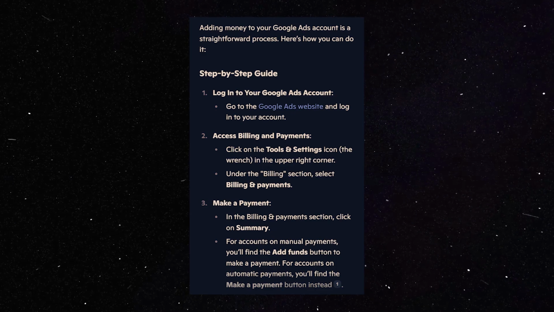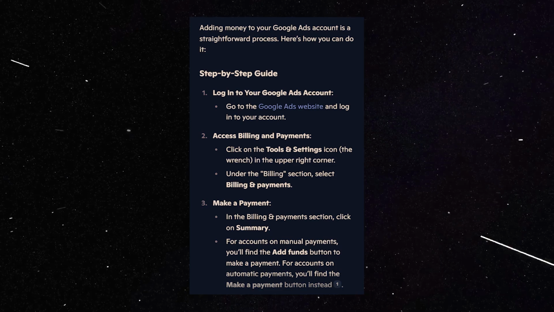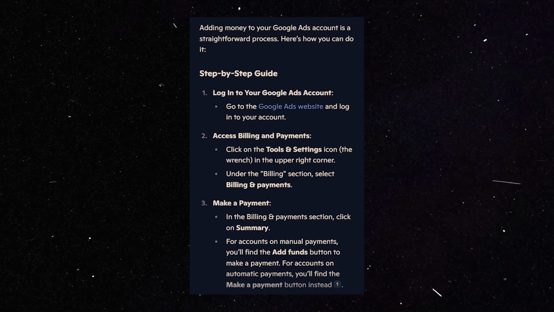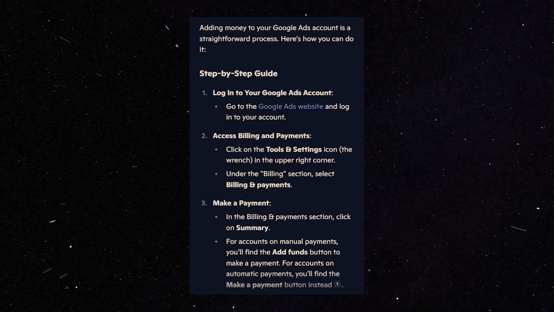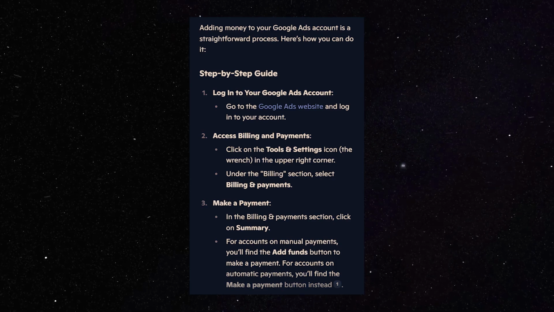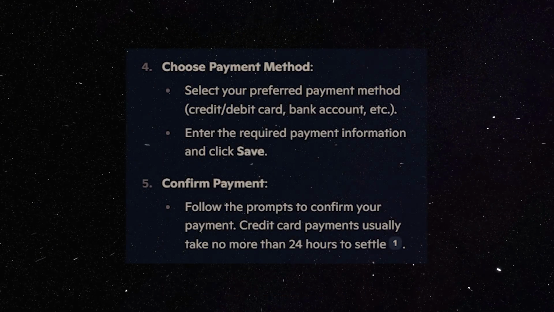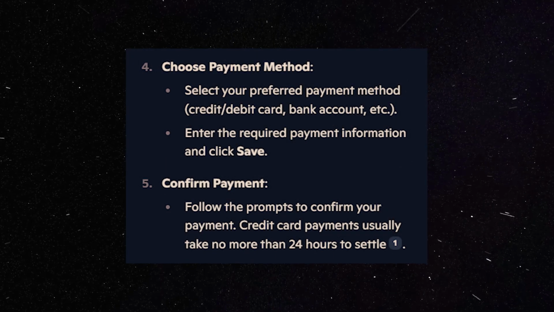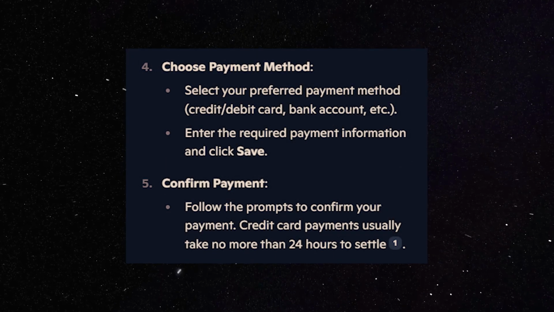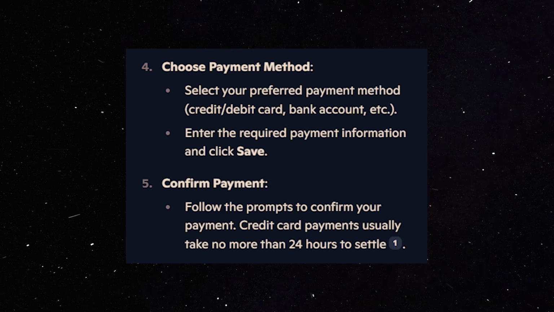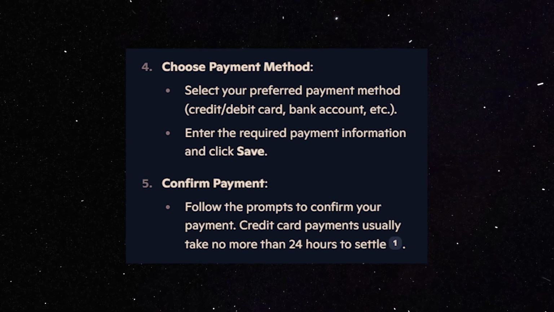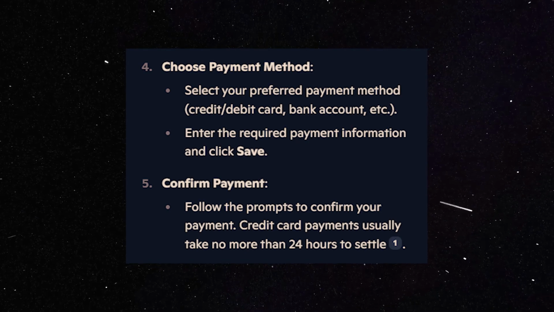For accounts on manual payments, you will find the Add Funds button to make a payment. For accounts on automatic payments, you will find the Make a Payment button instead. Select your preferred payment method like credit card, debit card, or bank account. Enter the required payment information and click Save.